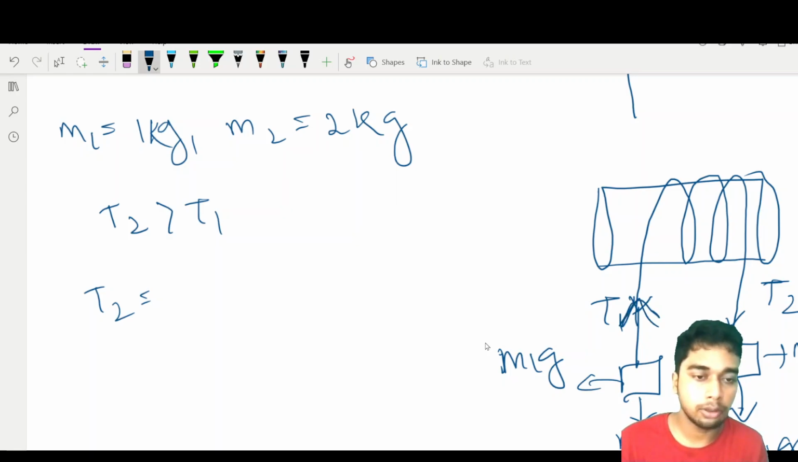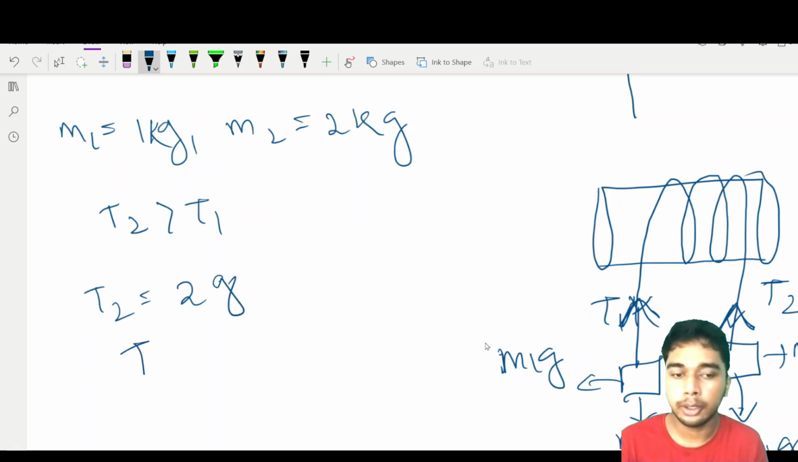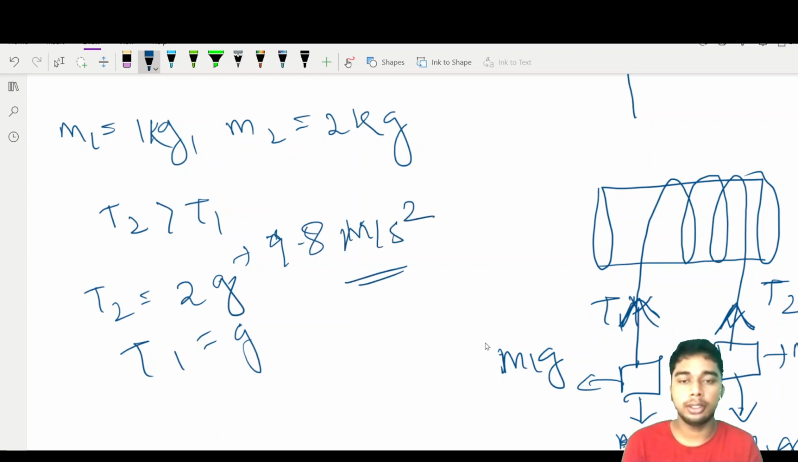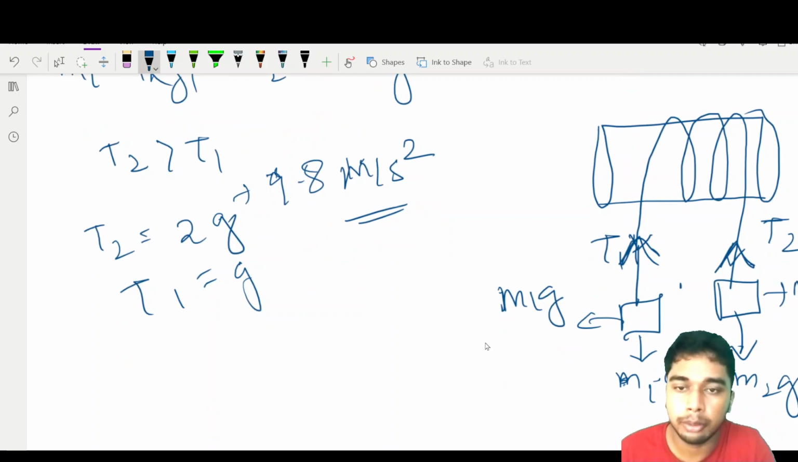So tension will be upward for this case. So T2 will be simply 2G, and T1 will be just G. G means our gravity, 9.8 meter per second square. This usually everyone knows.